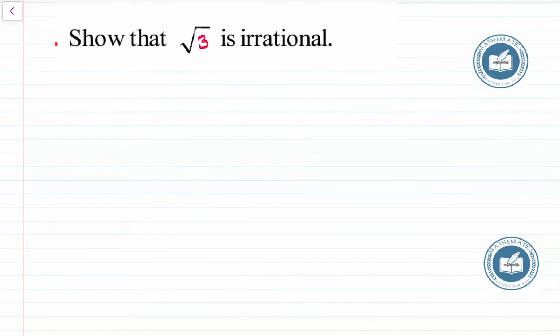So we have to show that root 3 is an irrational number. To prove this, we have to follow the contradiction. Already I have shown that root 2 is an irrational number, and here we are going to use a technique called the contradiction method. In this contradiction method, first we have to assume that root 3 is a rational number.